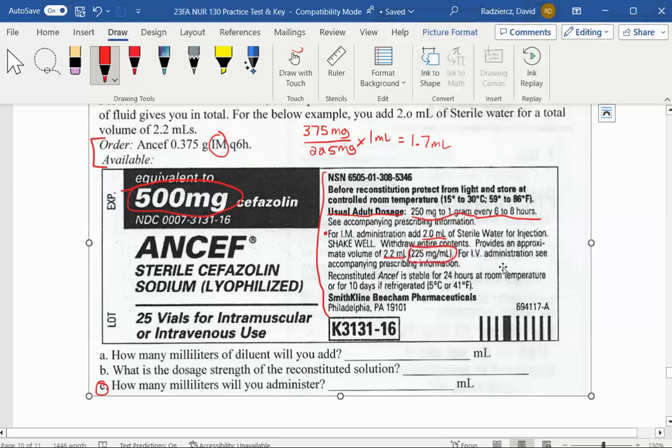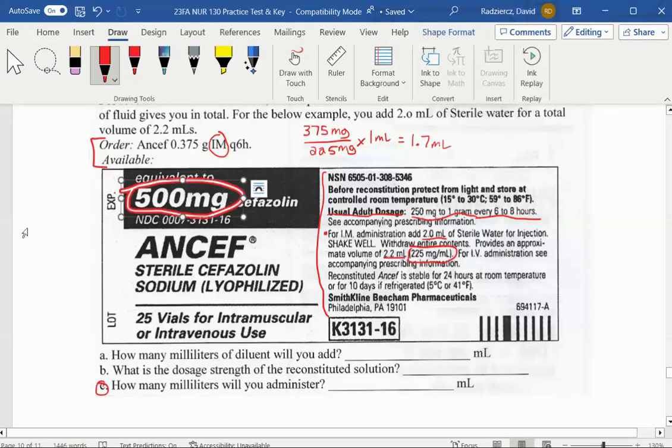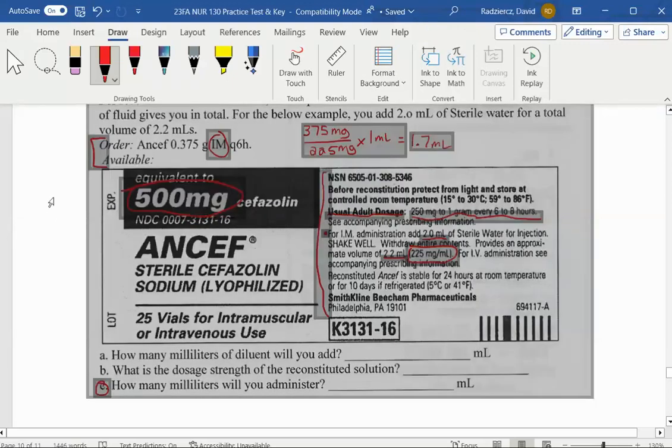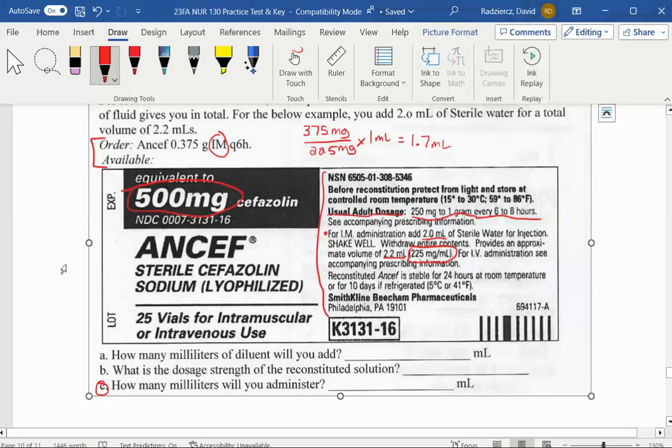So in this example, even though it says clearly 500 milligrams, because this is intramuscular, you know that your final answer is going to be in milliliters. And what you should be picking out is, hey, it doesn't say anything about milliliters here. It just says 500 milligrams. So do I assume that it's 500 milligrams per milliliter? Please don't do that. That's not how this works.